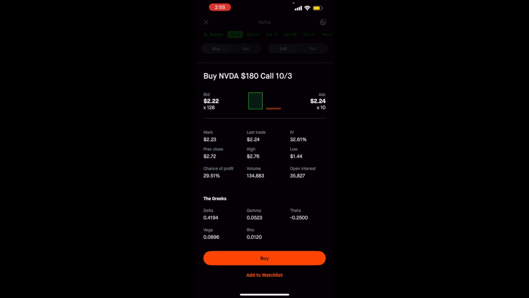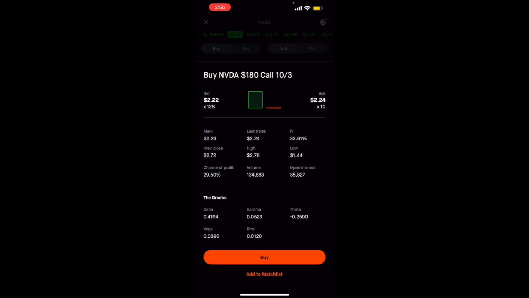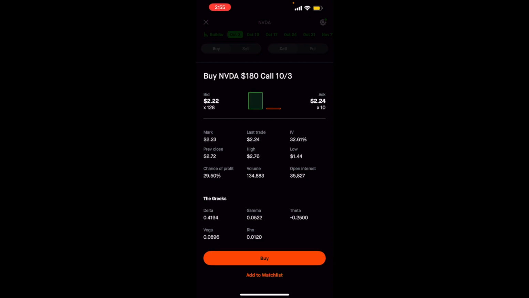Then you also have a chance of profit, and the volume, which is how many trades have been coming in and out throughout the day. I'm recording this on a Saturday, so this is information from Friday. And then you have open interest, which also contributes to implied volatility.